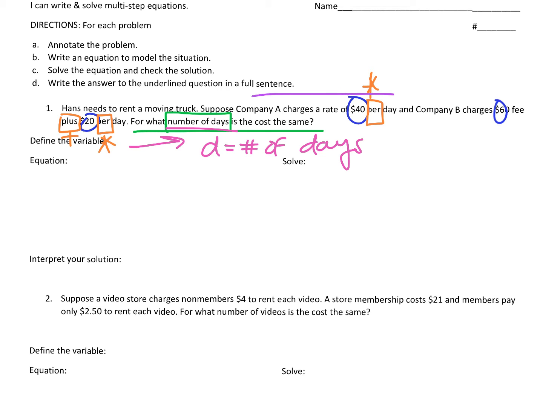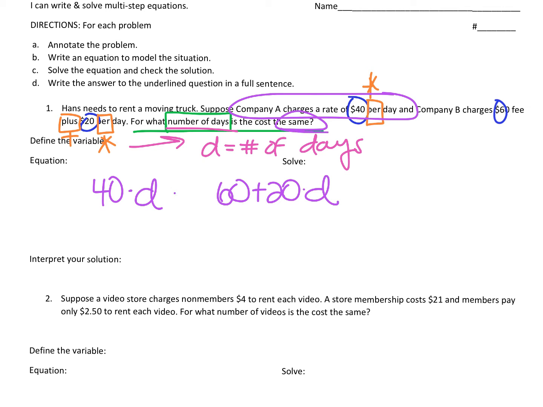We look at Company A and what they're doing. They charge $40 per day. And then we look at Company B. It's $60 plus $20 per day. And we want these to be the same. So because they're going to be the same, we set them equal. From here, it's simply a matter of solving the problem.